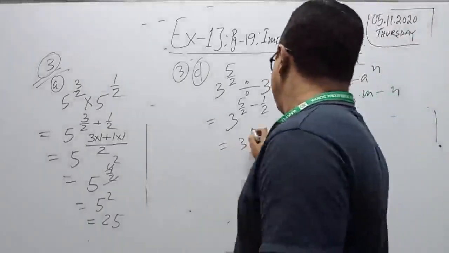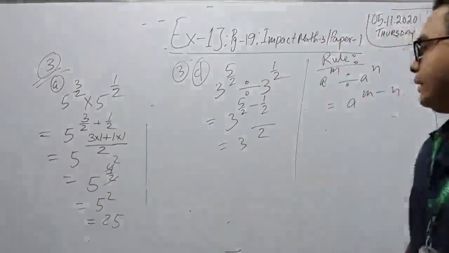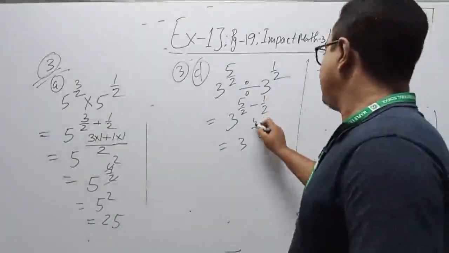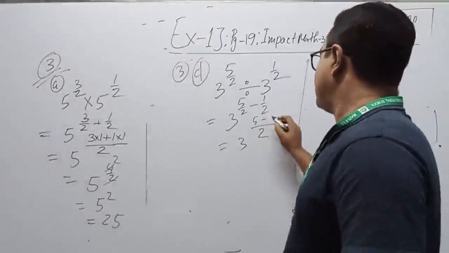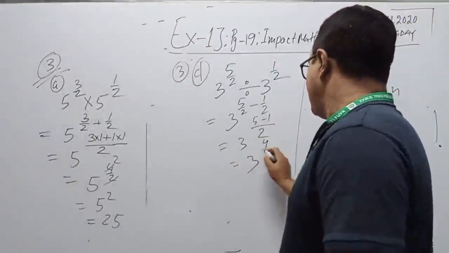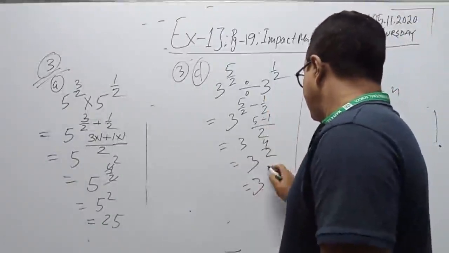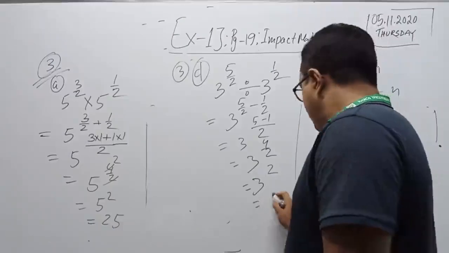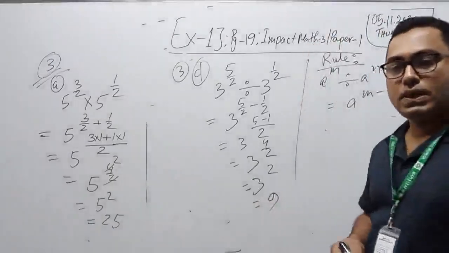Now 3 to the power of, 2 goes to 2 one time, 5 times 1 is 5, 2 goes to 2 one time, 1 times 1 is 1. So 3 to the power of 4 by 2, it is 3 to the power of 2, that is 9. Clear?